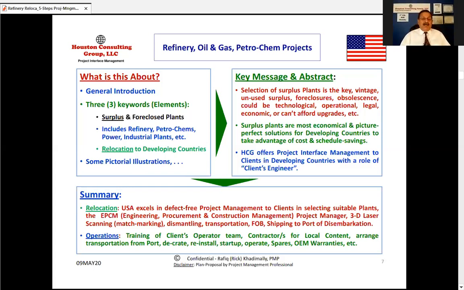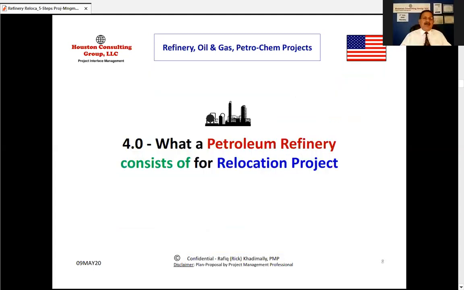So you would need to train the client's operator team, engage contractors for local content, arrange transportation from the port, decrate it, reinstall it at the place, start up, and operate with the spares and the OEM warranties. OEM: original equipment manufacturer's warranties. That is very important: at the place where the refinery has been relocated, all the pumps and compressors and all those must have their warranties extended.